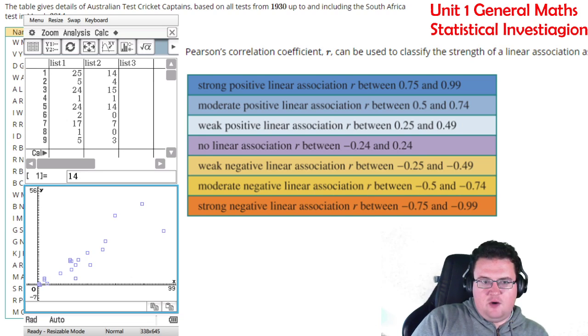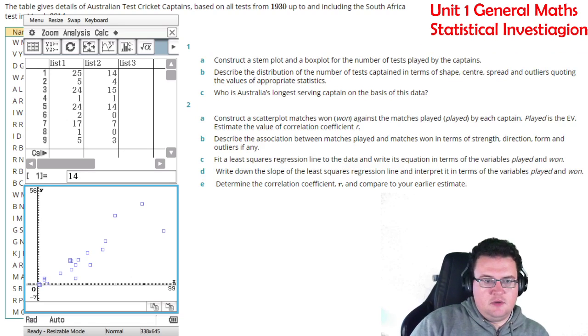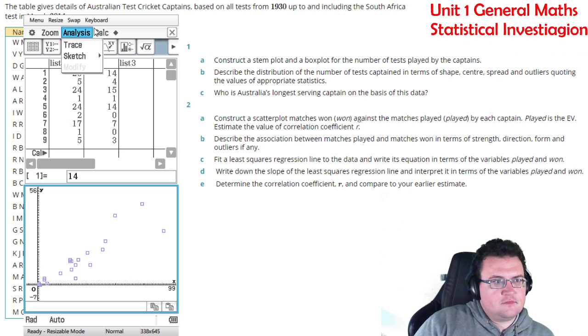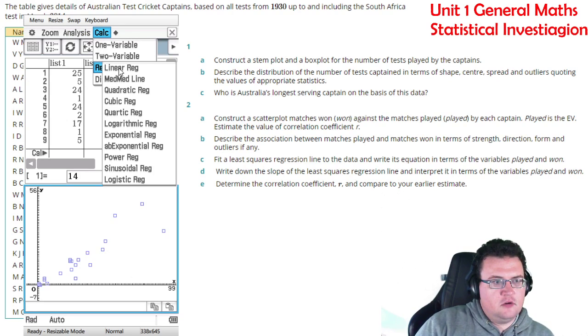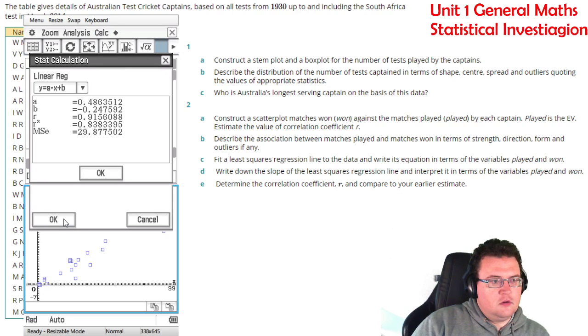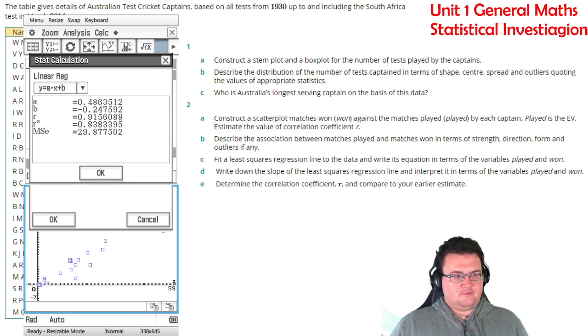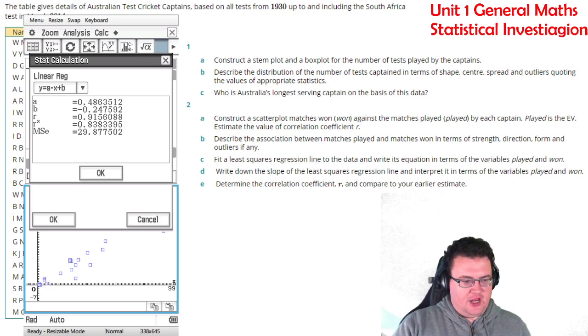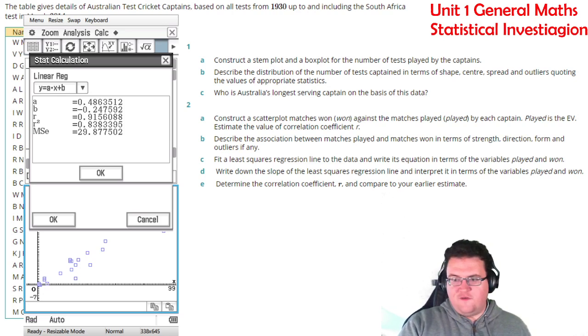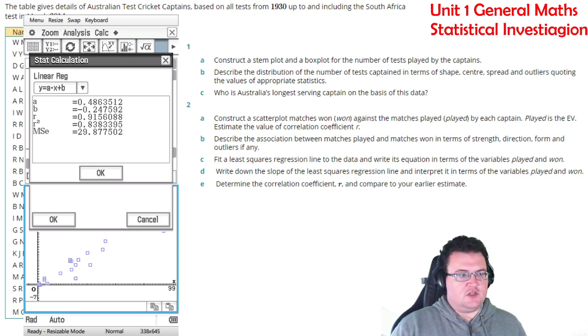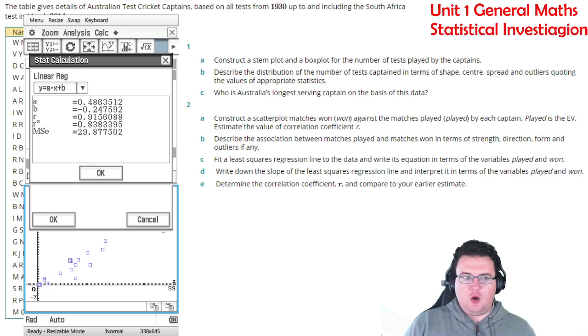So what we're going to do now is we're going to actually find out what that number is. So on our CAS, calculate, regression, linear regression, and that is the R value that I get. So, whoever said that they thought it was a strong connection is correct. Congratulations. All right, so thank you to those of you who said it was strong. You are correct. The R value is 0.9156.